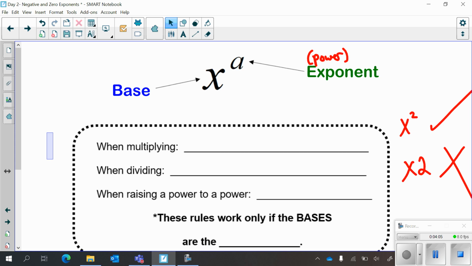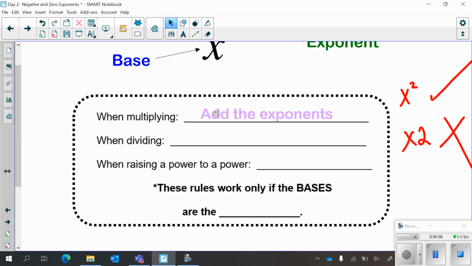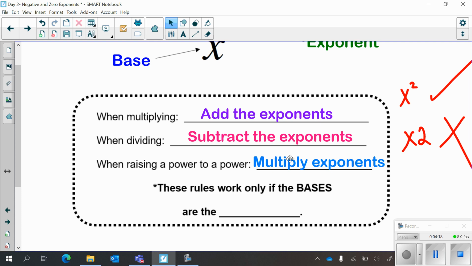So we know that when we're multiplying, we add exponents. When we're dividing, we subtract exponents. When we have a power to a power, that's an exponent to an exponent, you multiply the exponents. However, you can only apply these rules if the bases are the same. And if you need some time to copy that down, pause the video, copy it, and resume it when you're done.